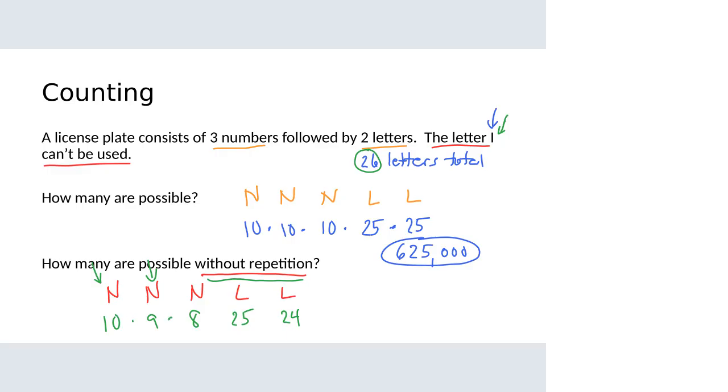I found the number of choices for each space. Now we just need to multiply those together. 10 times 9 times 8 times 25 times 24 is 432,000. So with this setup and repetition not allowed, I have 432,000 license plates that are available. Makes sense that it would be a smaller number because not being allowed to repeat means I'm going to have less of them.